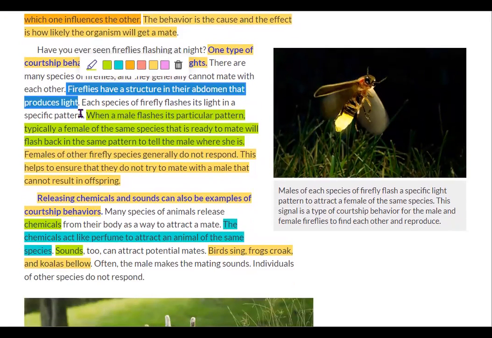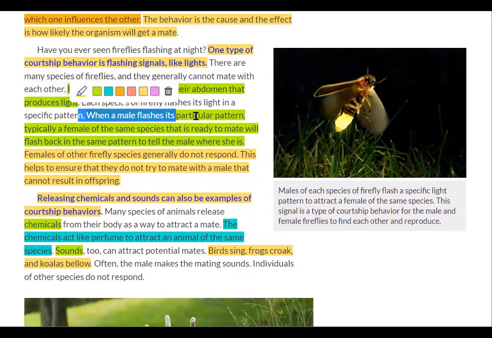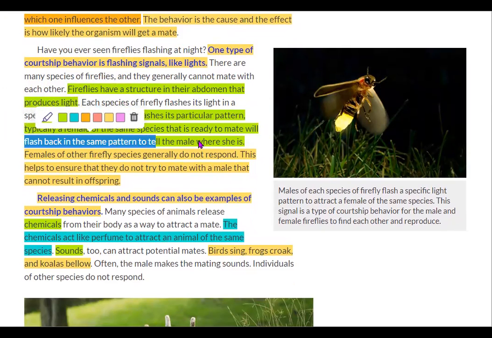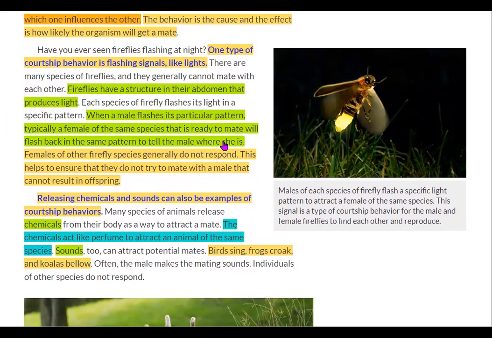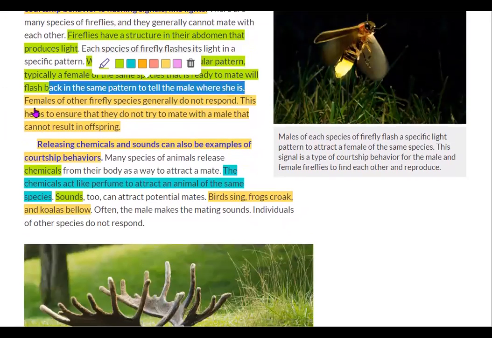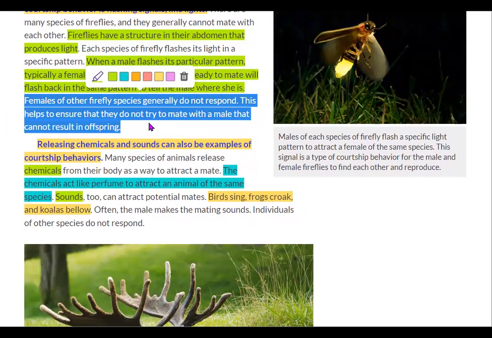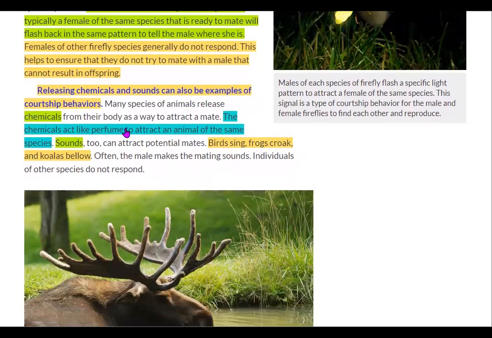And so when a male firefly flashes its lights in a particular pattern, a female of the same species that is ready to mate is going to flash back the same pattern to communicate where she is. Females of other firefly species aren't going to respond because it doesn't make sense. If they mate, it's not going to result in offspring.